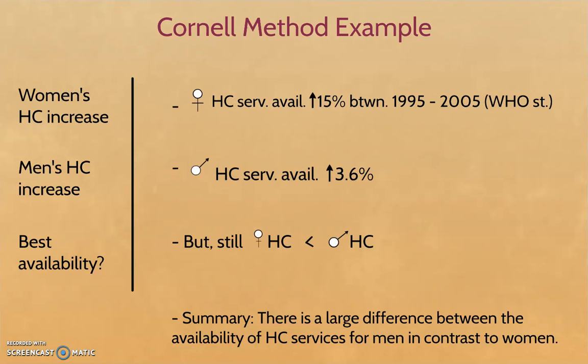This is an example of what notes can look like using the Cornell Method. According to a World Health Organization statistic, healthcare services available for women increased 15% between 1995 and 2005. You will notice that I have written as few words as possible and used abbreviations and symbols when appropriate. When I cover up the right-hand margin, I will be able to use the keywords from the left-hand side to test myself on the material.